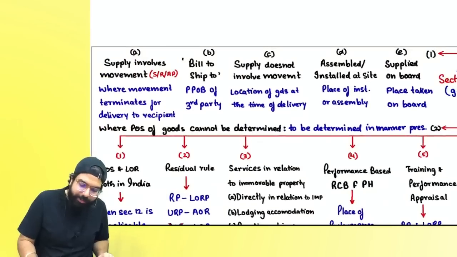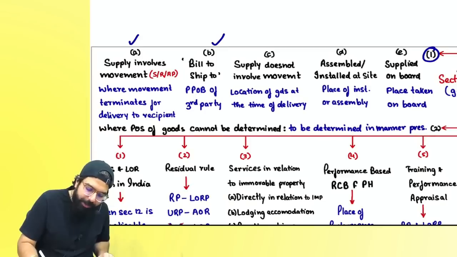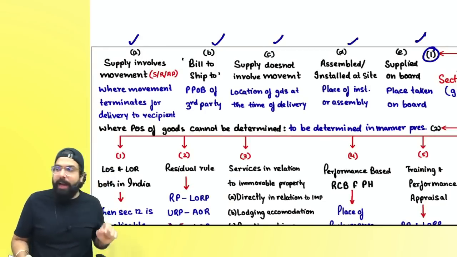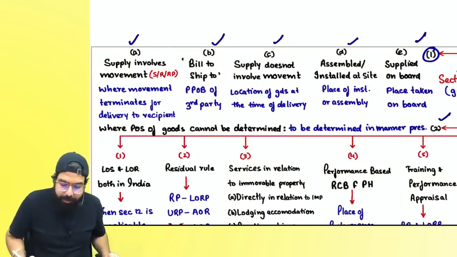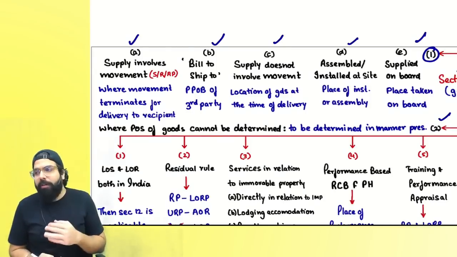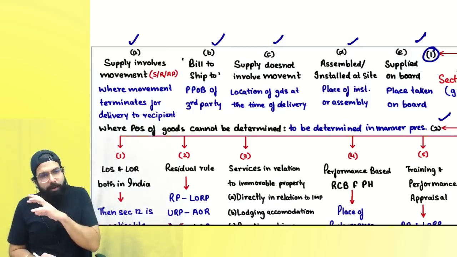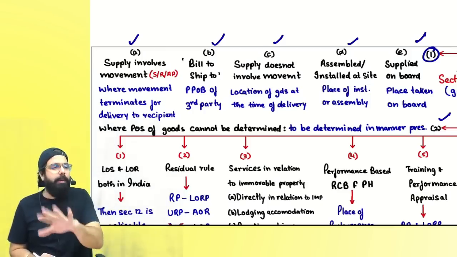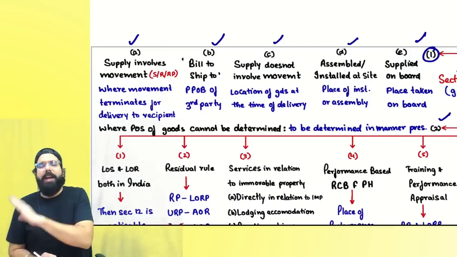Section number 10 has section 10(1)(a), (b), (c), (d), (e), and section number 10(2). Section number 10(2) talks about place of supply of goods where place of supply cannot be determined. It will be determined in the manner to be prescribed, nothing prescribed.